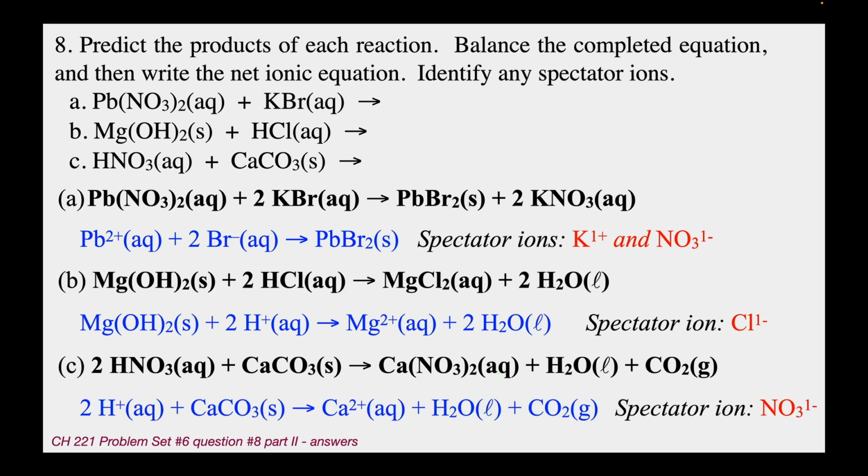Here's a fancier version than what I wrote earlier, but it's the same idea. 2H plus remained from the HNO3. The solid calcium carbonate stays as it is. Calcium 2 plus aqueous comes down from the aqueous nitrate. Water and CO2 survive, and the spectator here is nitrate.